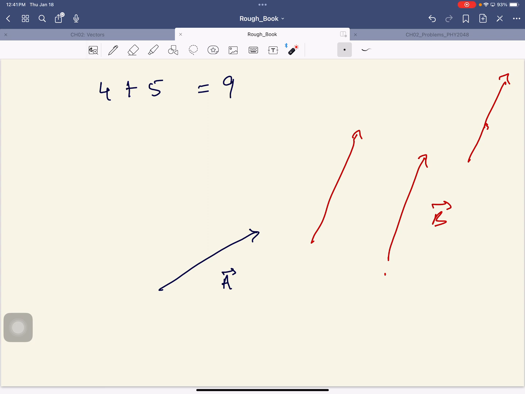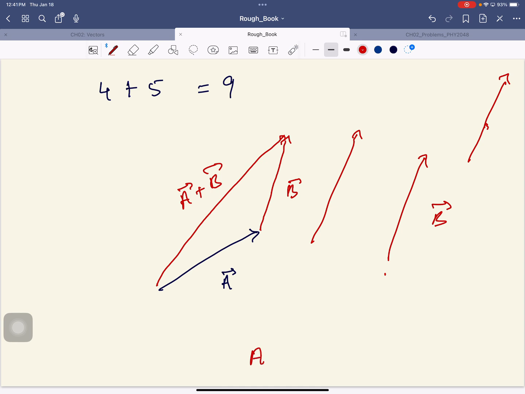Okay? So let's say I want to add A and B. Here's how you add A and B. You draw the tail of B to the head of A, and the sum is this guy. This guy is A plus B. So here's how you add vectors.